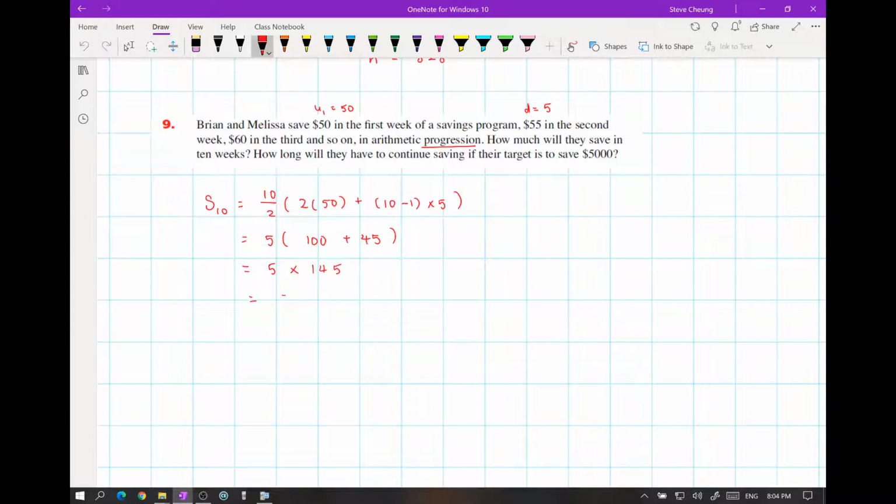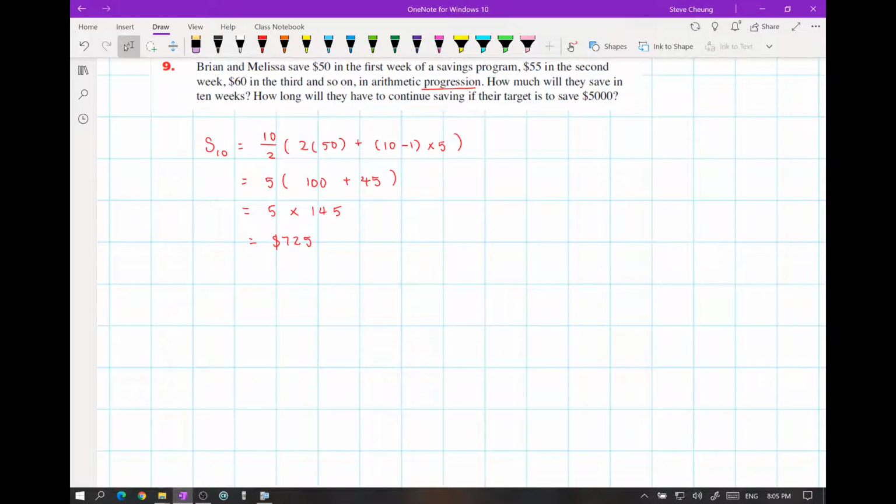And that should be 725. So how long will it take so that the target is to save at least 5,000? So again, you can do inequality, you can do calculator. So from now on, I will just do inequality, because you can always just stick the first line, which is your n-term formula, the nth sum formula.